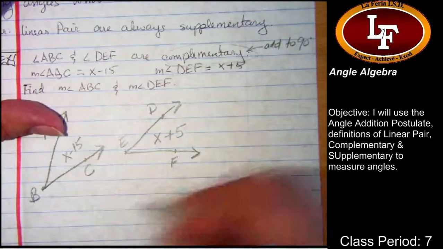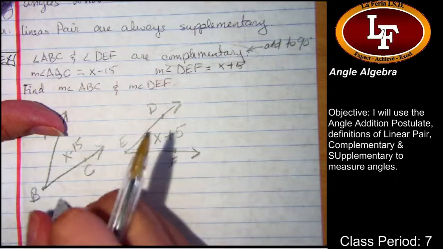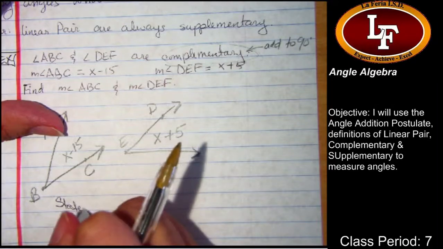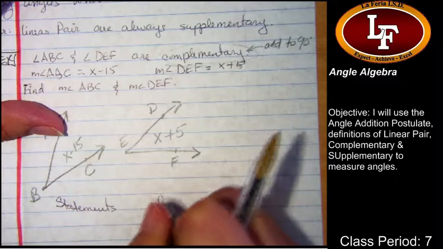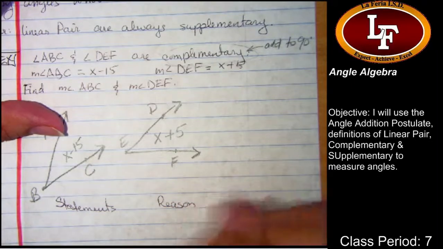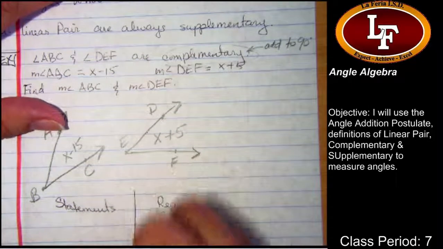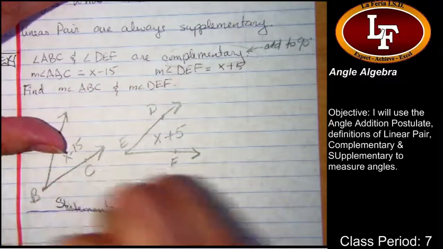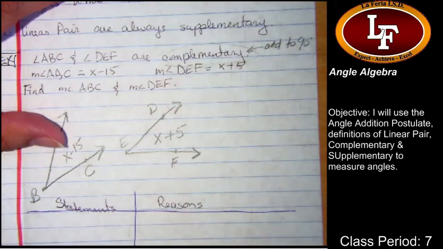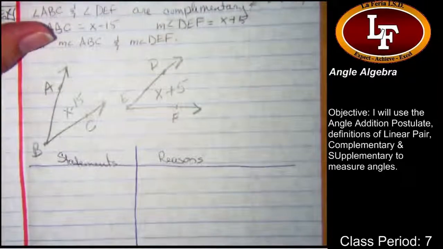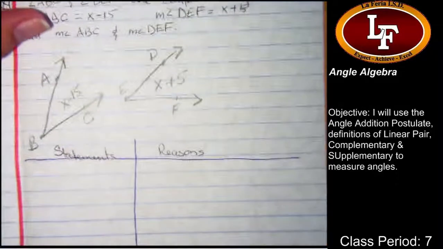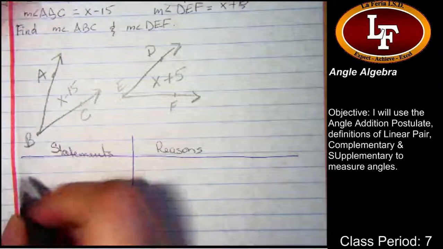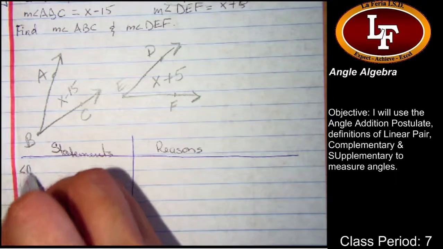So we're going to start off the solution to this with statements and reasons. Because we are in geometry now as opposed to algebra, we need to do things as statements and reasons. The first statement that we need to make is that these angles are complementary.